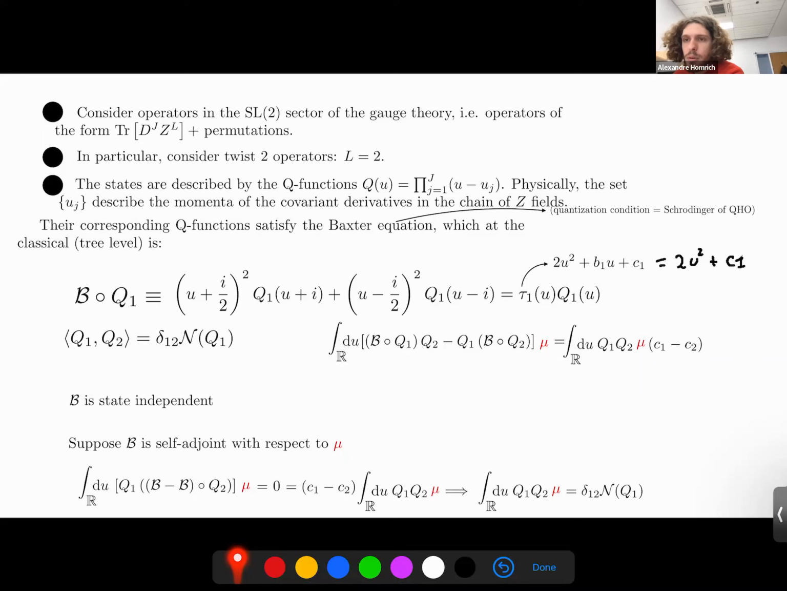Of course, this breaks down if the state is Q1 equal to Q2, because then we have a trivial 0 from the eigenvalues. And therefore, we see that provided we can find a measure for which the Baxter operator is self-adjoint, then we'll have constructed the bilinear we were after. Okay? Is the logic here clear? I think it is.